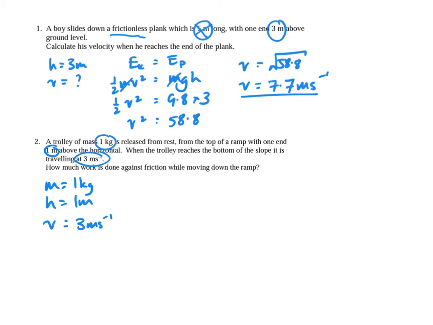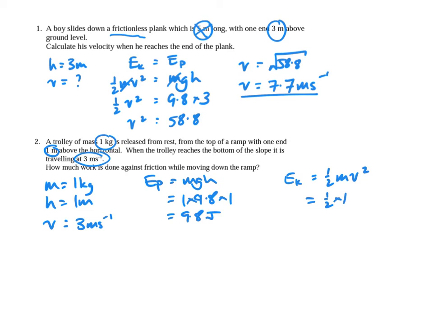The first thing we're going to work out is EP equals mgh, and substituting that we get 1 times 9.8 times 1, which is 9.8 joules. Similarly for EK equals a half mv squared, that is a half times 1 times 3 squared. Remember, show your substitution, don't just go straight to the 9. That gives 4.5 joules.